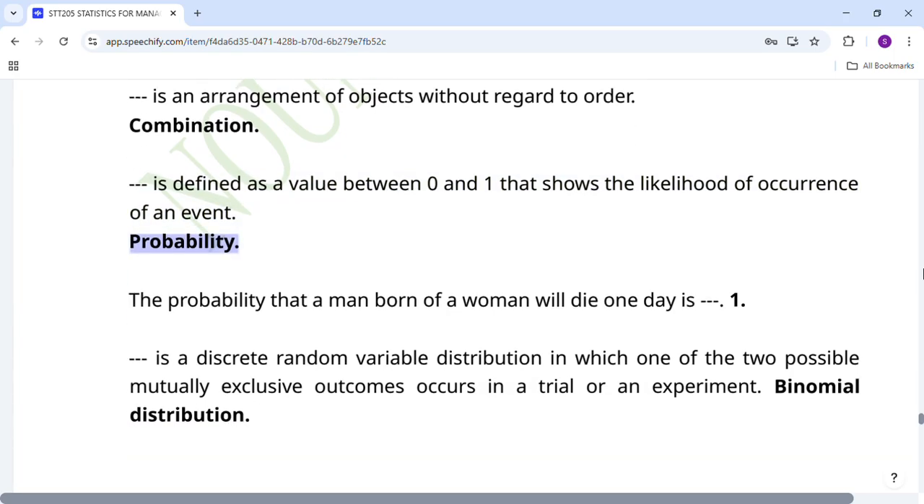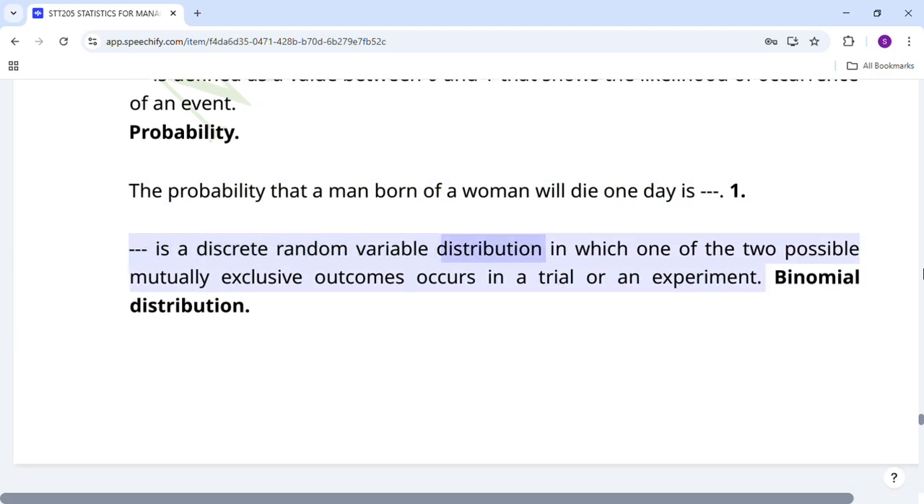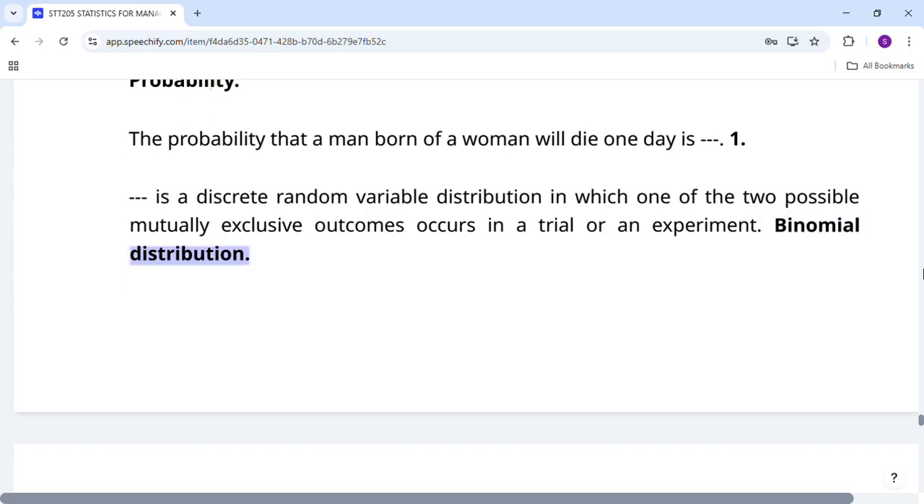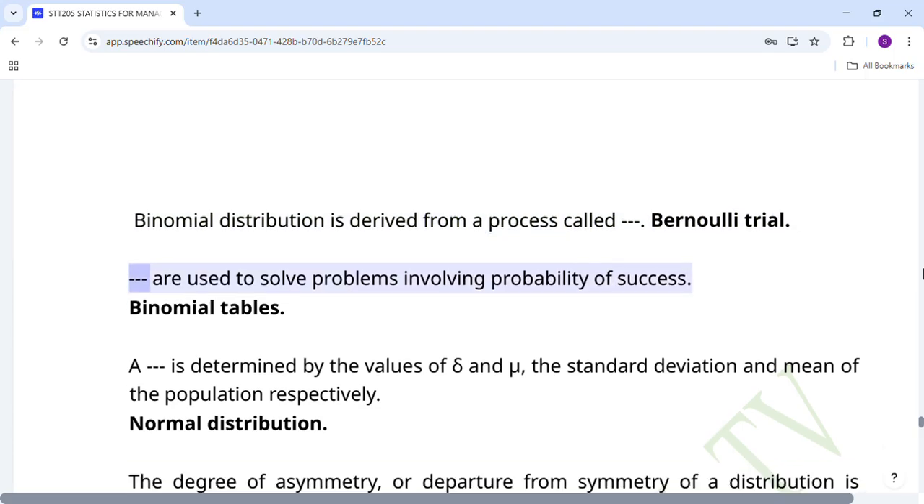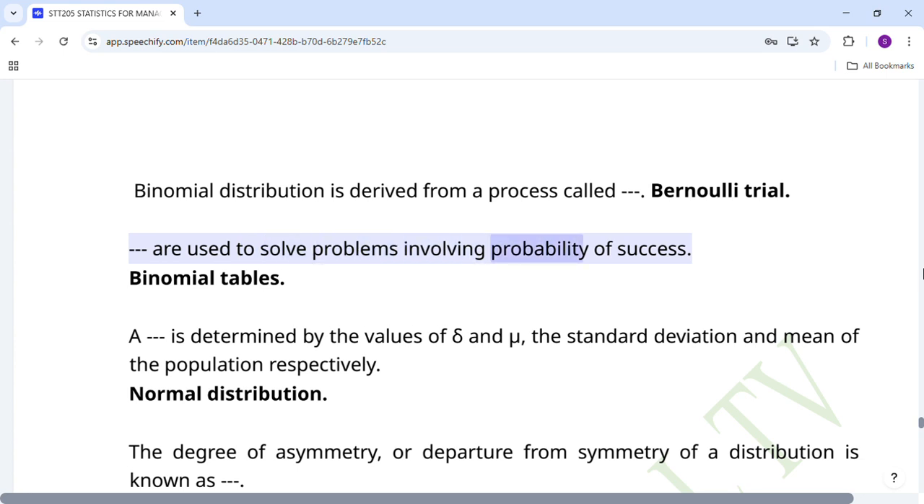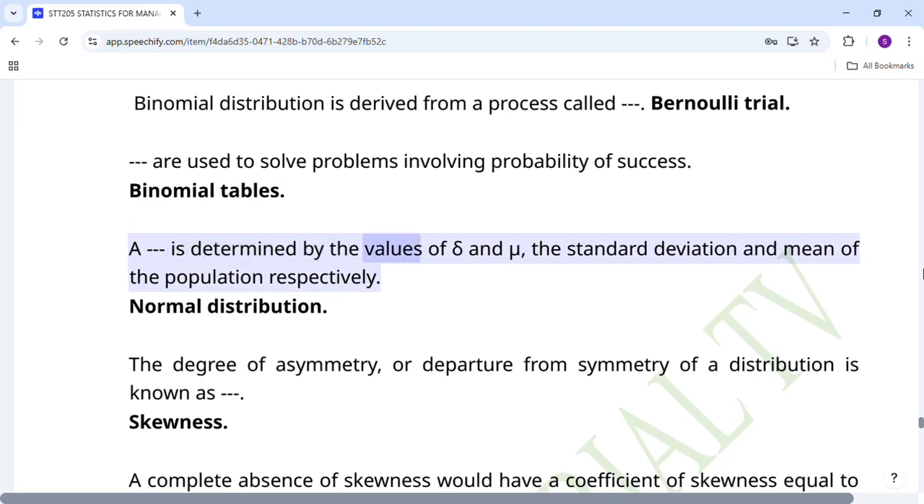Probability is defined as a value between 0 and 1 that shows the likelihood of occurrence of an event. The probability that a man born of a woman will die one day is 1. Binomial distribution is a discrete random variable distribution in which one of two possible mutually exclusive outcomes occurs in a trial or an experiment. Binomial distribution is derived from a process called Bernoulli trial. Binomial tables are used to solve problems involving probability of success. A normal distribution is determined by the values of the mean and the standard deviation of the population respectively.